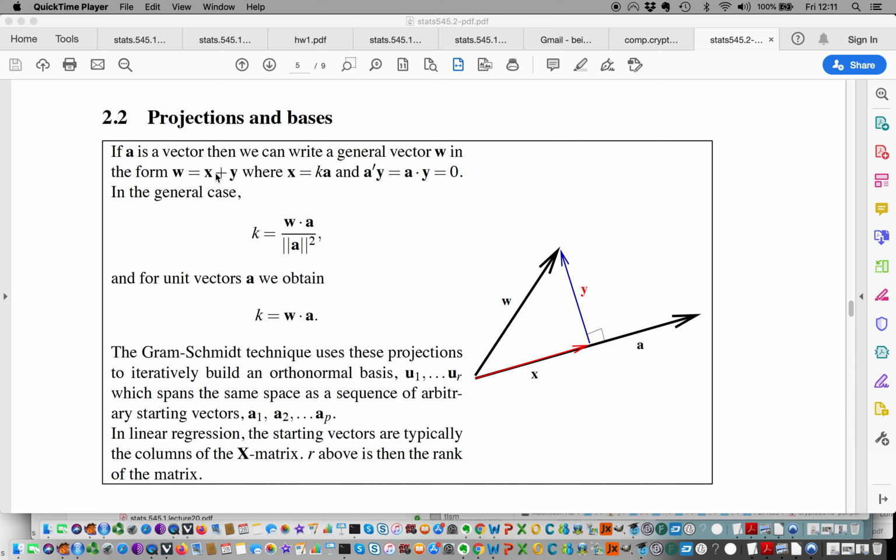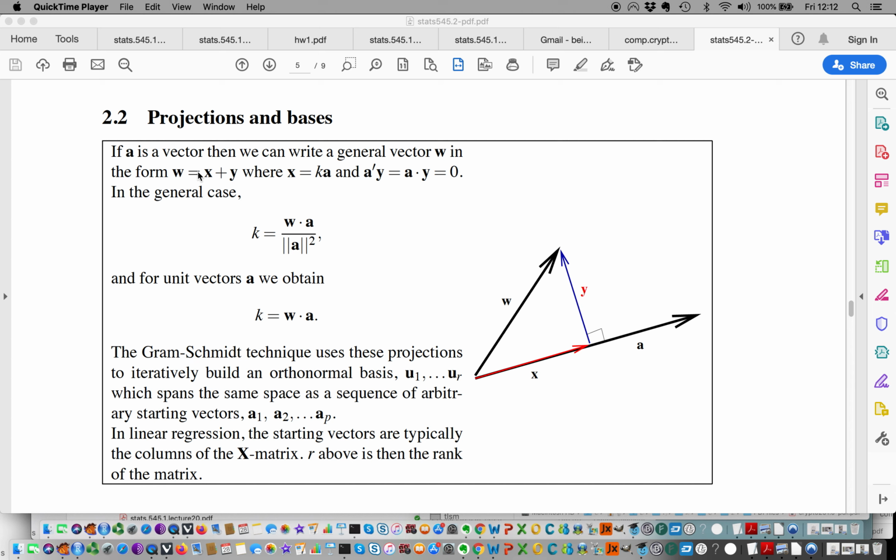If we write that out, then we want this x to be k times A, and we want the inner product between A and y to be 0, and W is the sum of the two. And from that, it's easy enough to see that the only solution is to have k be the inner product between W and A divided by the norm of A squared. And you can see this simply by taking the inner product of A with this expression here.